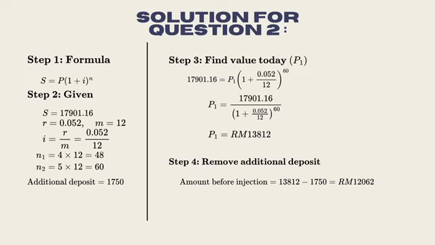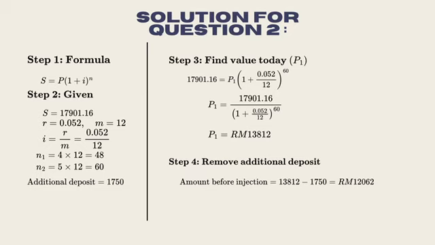For the first step, I calculate how much money must be in the account today before the next 5 years of interest. I use the compound interest formula, S equals P(1 plus i) to the power of n. In this formula, the future value is 17,901 ringgit and 16 cents. The monthly interest rate is obtained by dividing 5.2% by 12. The number of compounding periods is 60 because there are 12 months in 1 year and the money grows for 5 years. After substituting all the values into the formula, I get approximately 13,812 ringgit. This means the account must contain about 13,812 ringgit today so that it can grow into 17,901 ringgit and 16 cents after 5 years. Next, I subtract the additional deposit added today, which is 1,750 ringgit.